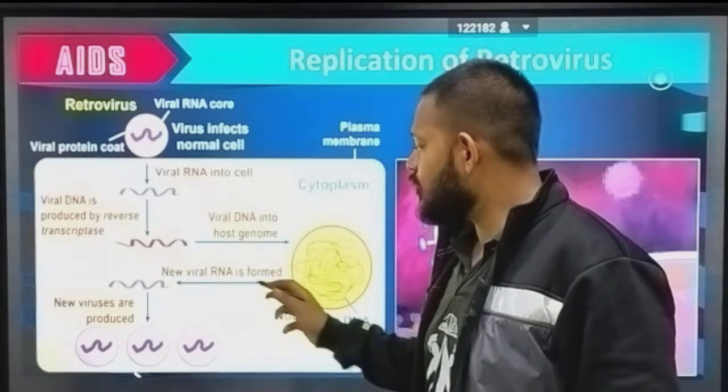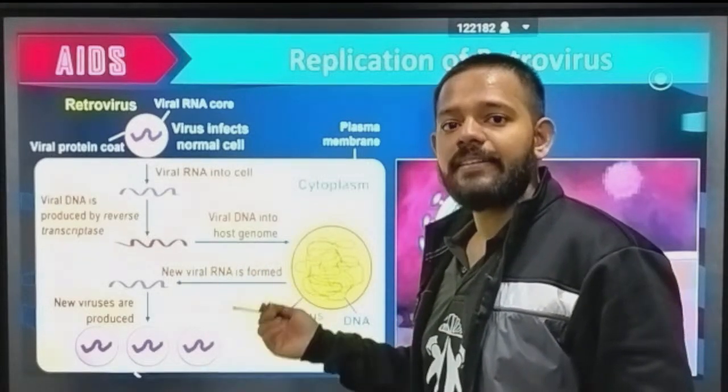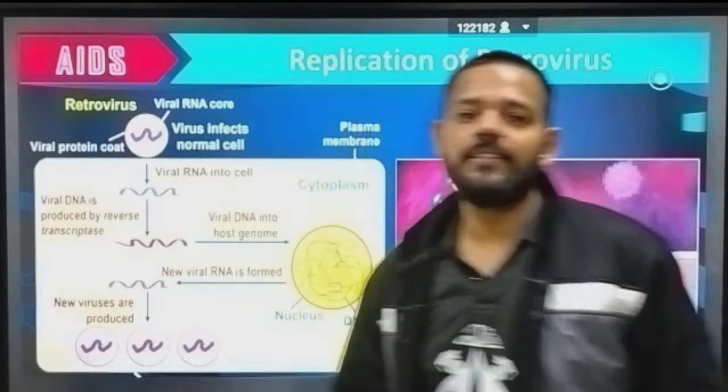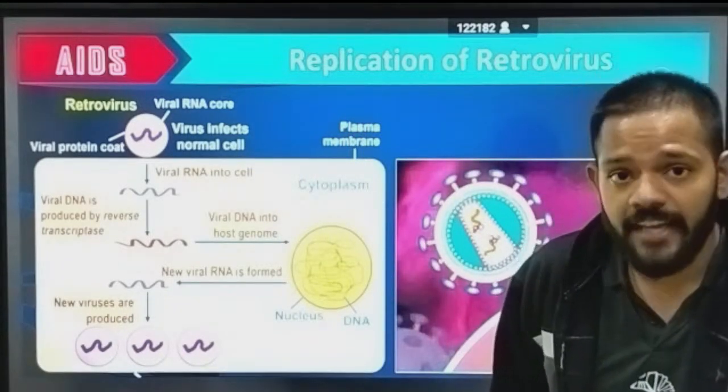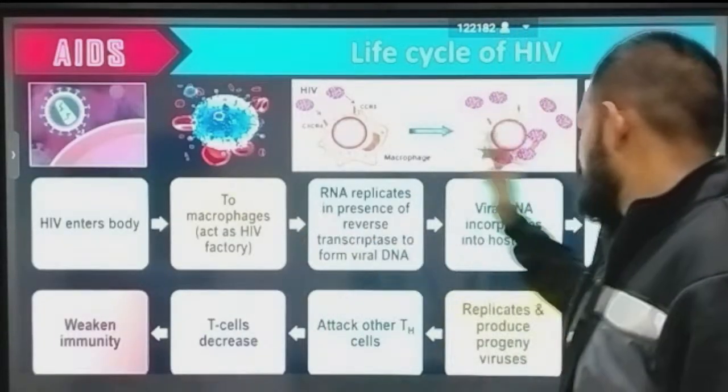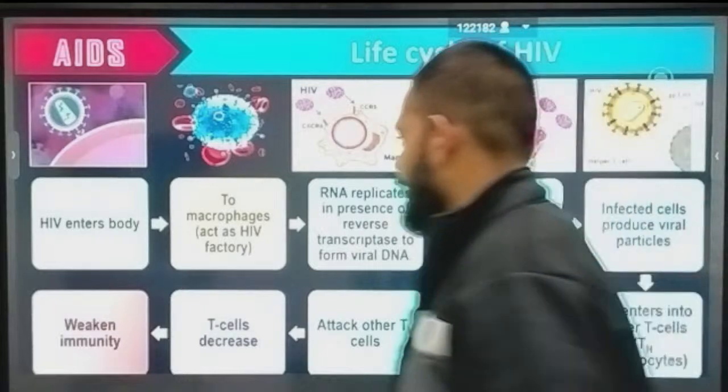Now it will produce new viral proteins with the help of the protease enzyme, and new viruses are produced inside the cell. That's how HIV infects a helper T cell or macrophage. It is simple. In a flow chart, I am going to explain this again.